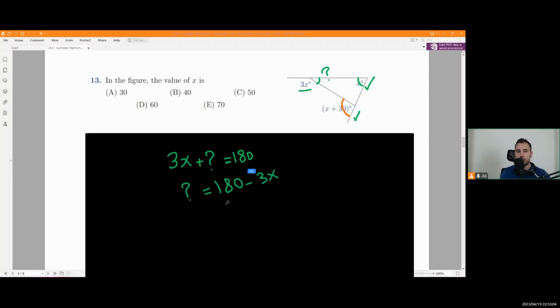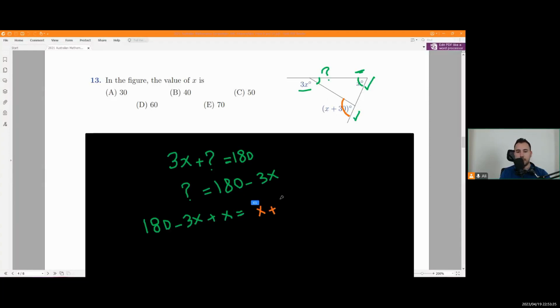Okay. So we got this missing angle over here. This one plus this one will be the orange one. The green ones, I'm going to write them green. So 180 minus 3x, we found it, plus this x over here would be this one, x plus 30.